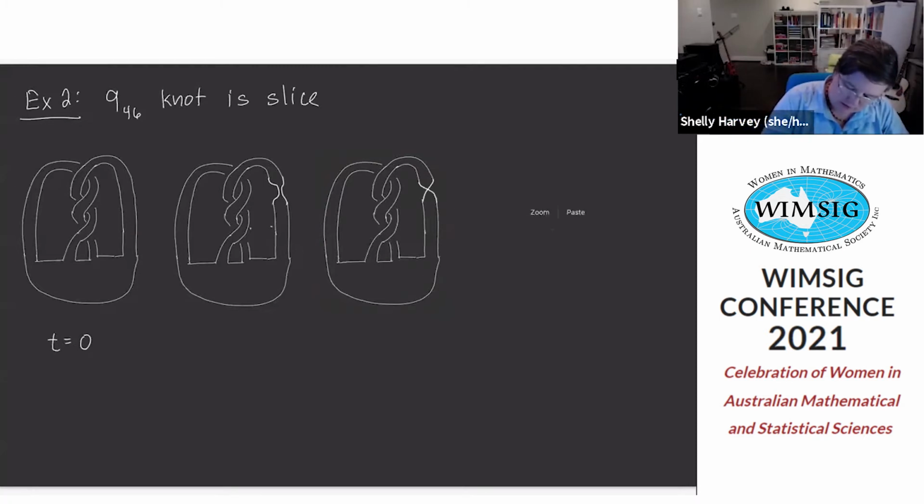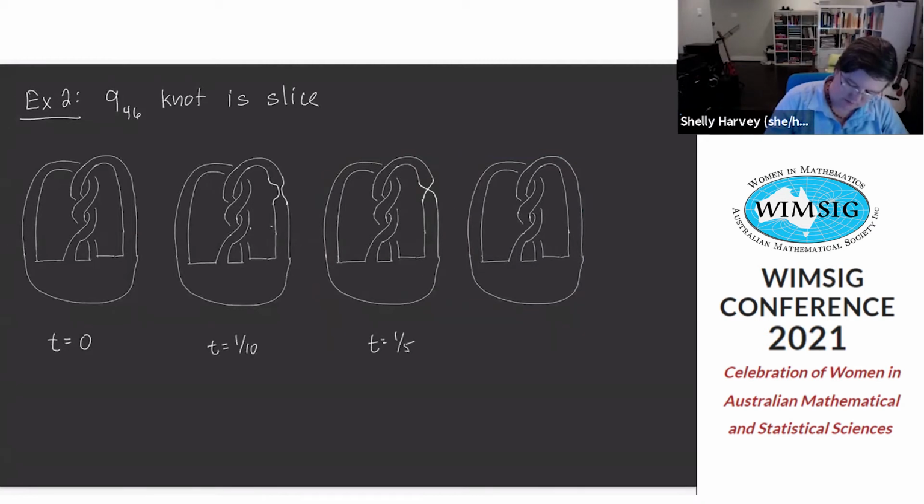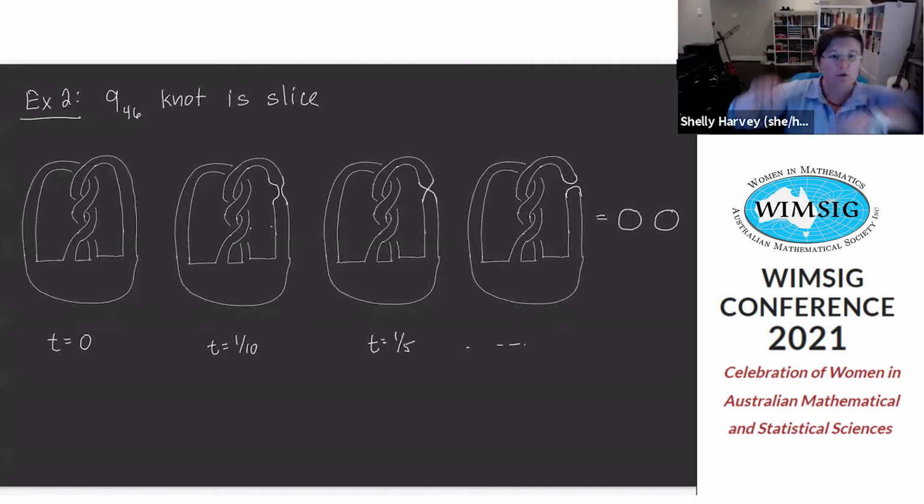And then you can, so this is like t equals 1/10 and t equals 1/5 or whatever. So we're just moving through time, and then you can desingularize it in the other direction, just like you would for a saddle point. This is the same local model as a saddle. And then what you notice is this guy is actually 2 disks. If you move it around like we did before in 3 dimensions, that is actually the unlink with 2 components. And then you can just cap those off with disks.